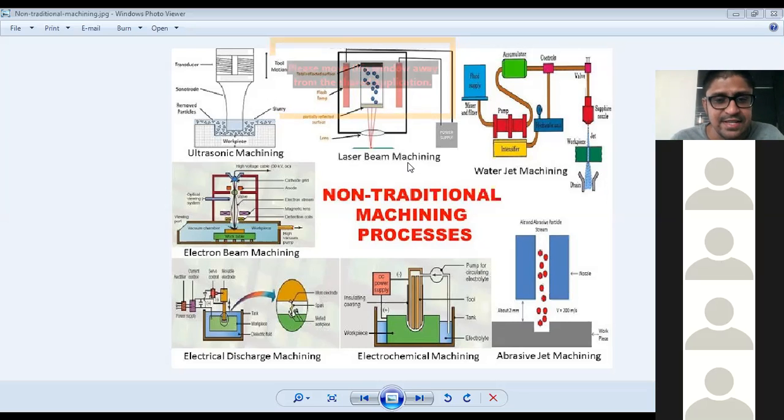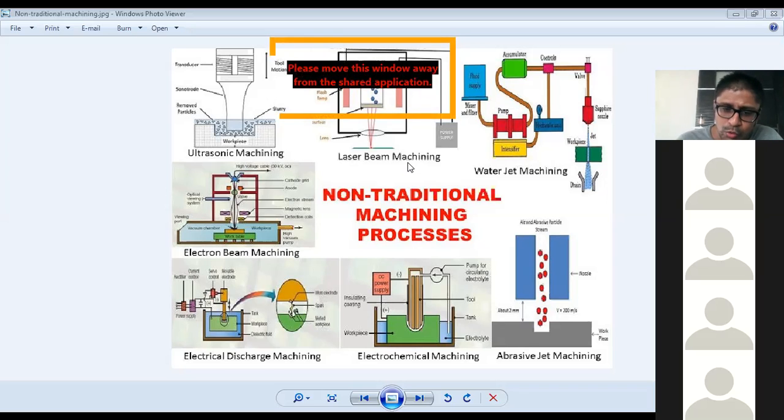So I think laser beam machining is very interesting, and I would suggest all 15 members go through different materials available online. I have mentioned the PPT, but you should also search how laser beam machining is evolving.